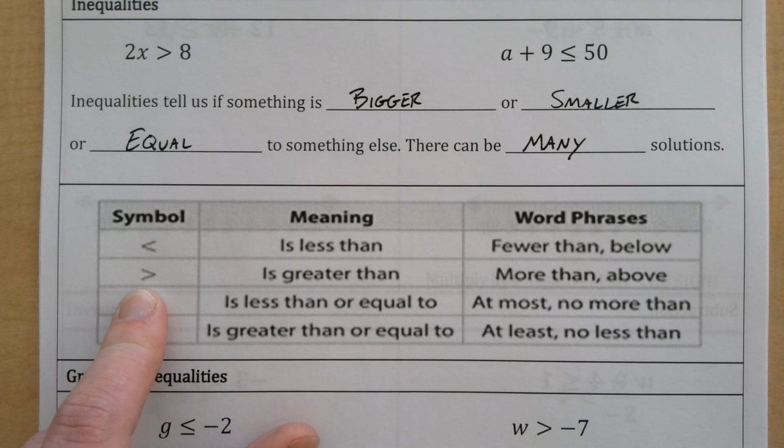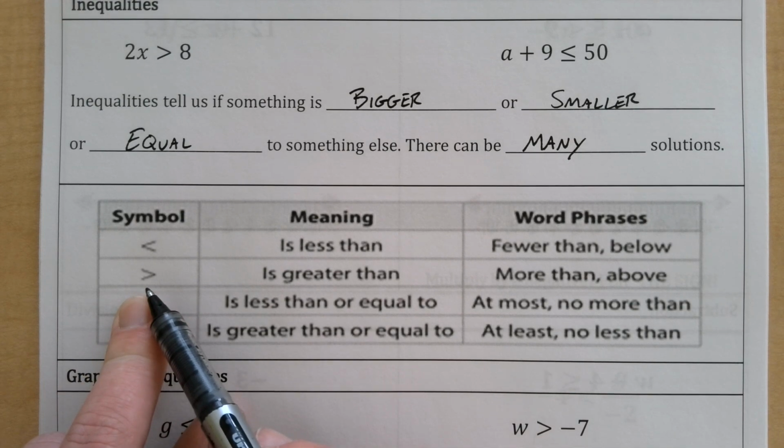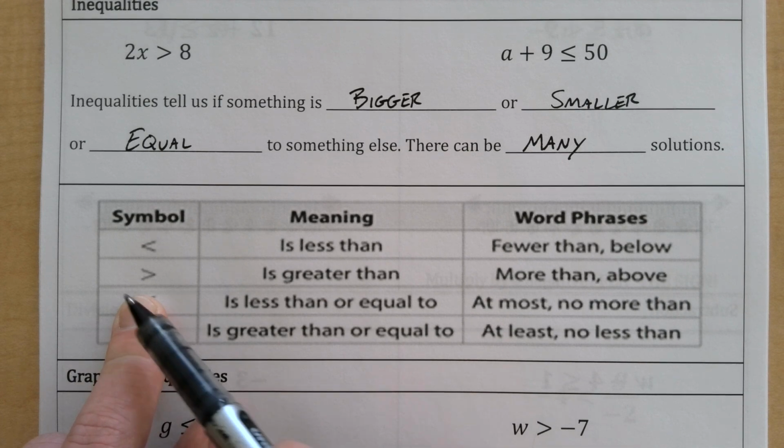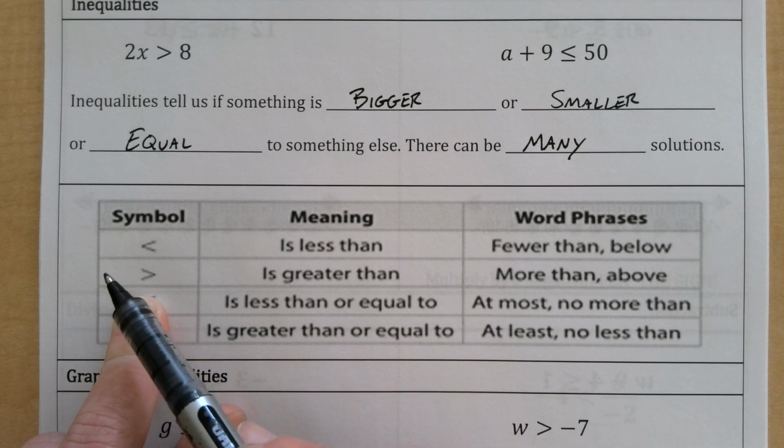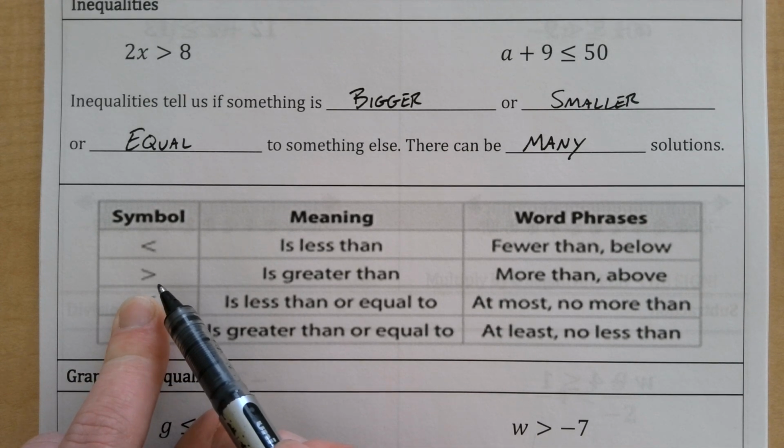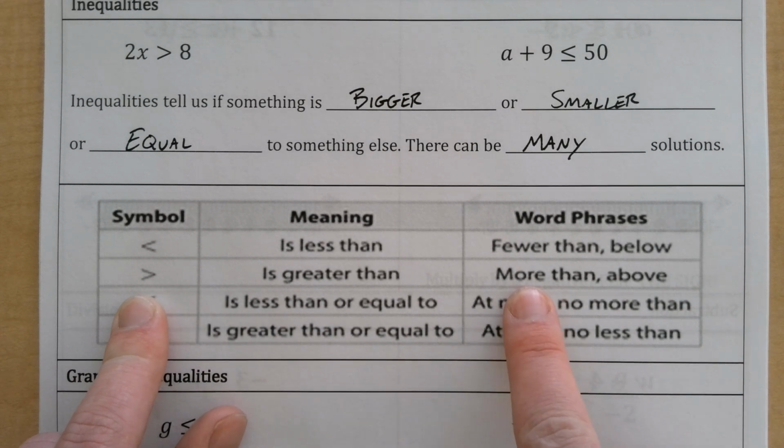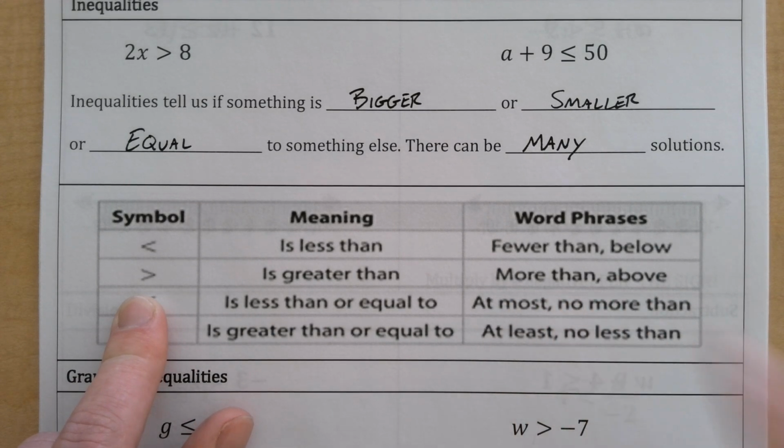to describe a situation where we would use that symbol. The next one we have, this one is the carrot that goes to the right. We would read this as is greater than. 5 is greater than 1. We see the words more than or above in word problems.